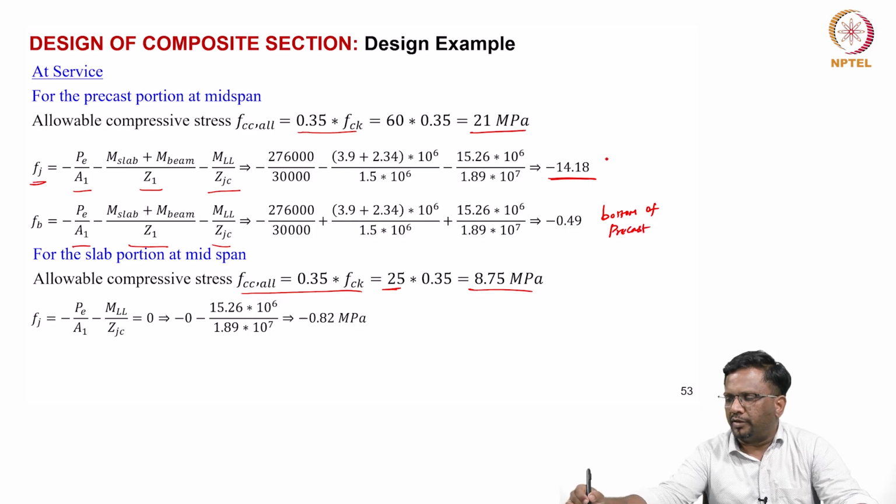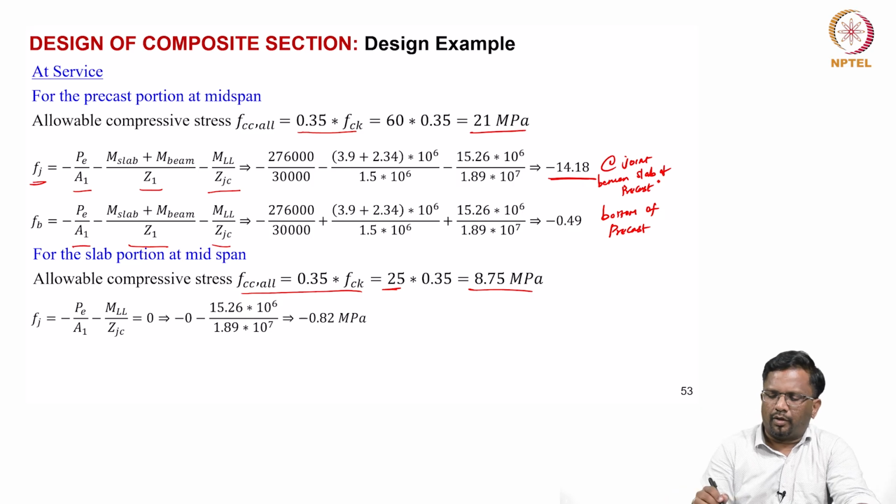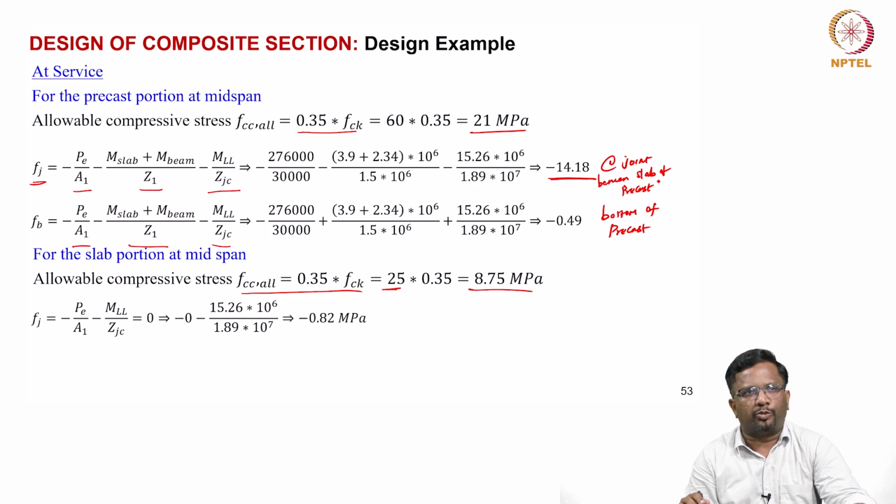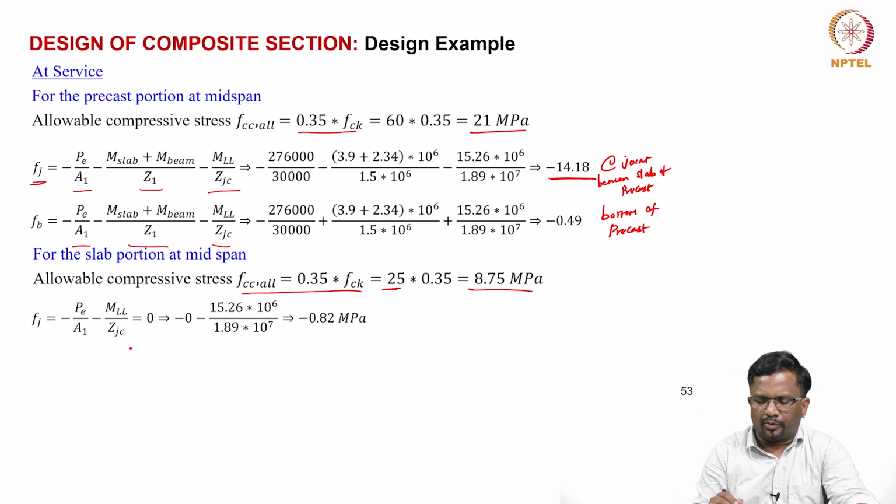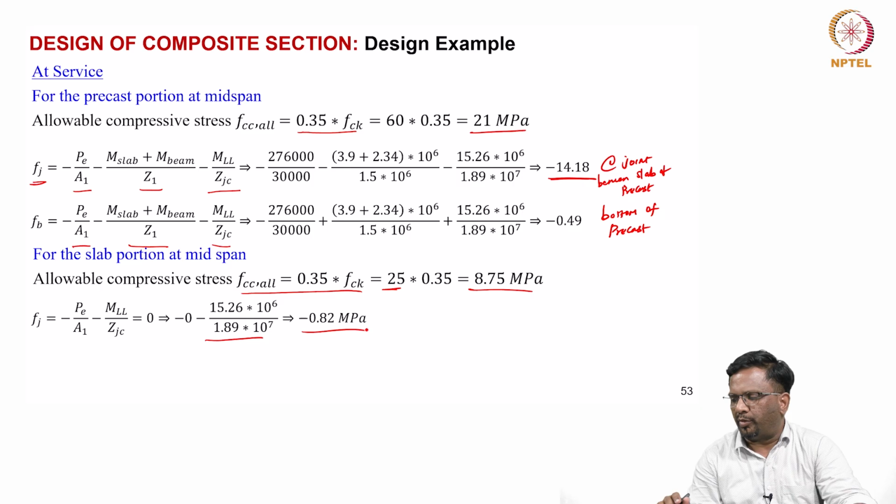Okay, and this is at the joint between slab and precast, right. Now, we are looking at the slab portion. When you look at the joint, again this will become MLL by Z, the section modulus. This value now will become 1.89 and the stress is -0.82 megapascal, right.